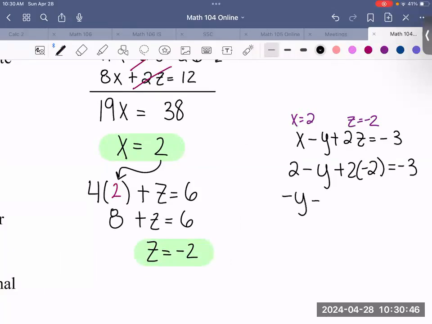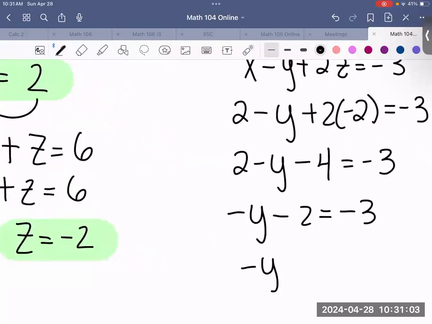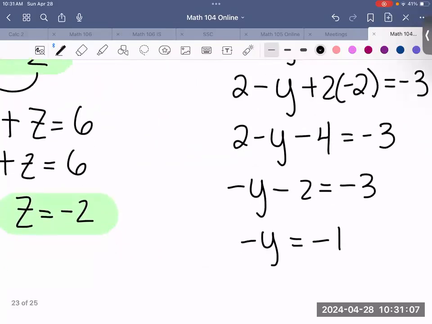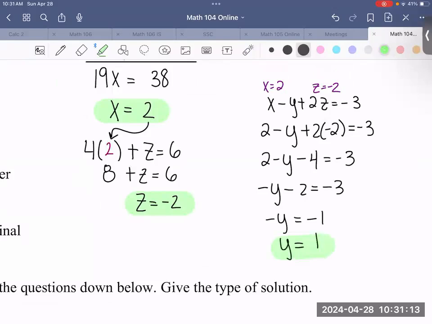Negative y, 2 minus y minus 4 is equal to -3. Negative y minus 2 is equal to -3. Negative y, we're going to add 2 to the other side, and then divide by the negative. And there is your third variable.